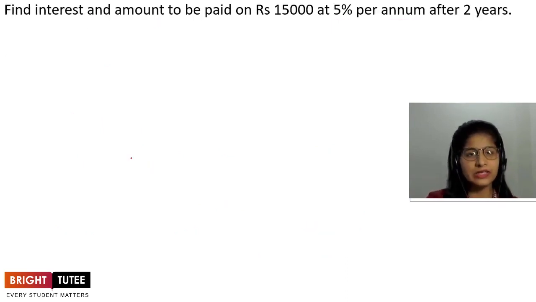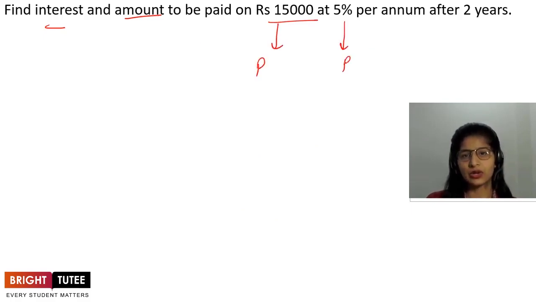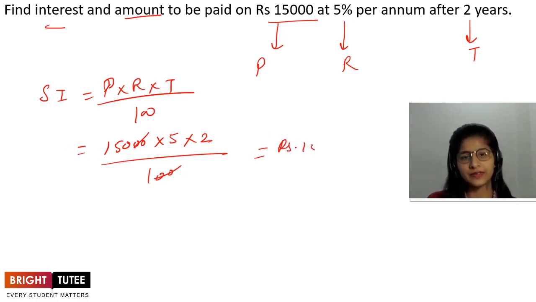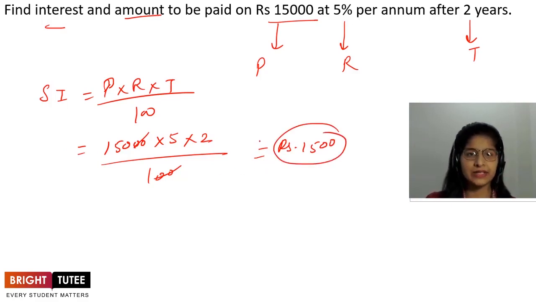Let's move to compound interest now. So here is one more question. Before that, here also you have to calculate the interest and amount to be paid for rupees 15,000. This will become your principal, this is your rate, and this is your time. So how do you calculate the simple interest? P into R into T, that is principal into rate into time divided by 100. Principal is 15,000 into rate 5 into time 2 divided by 100. So 5 into 2 is 10, 150 into 10 is rupees 1500. For 2 years this is the amount that is added to the principal.